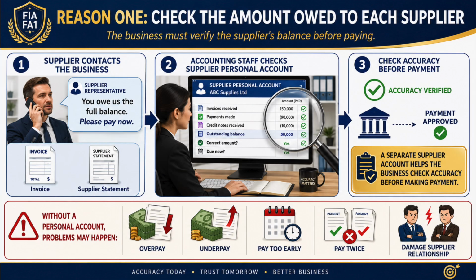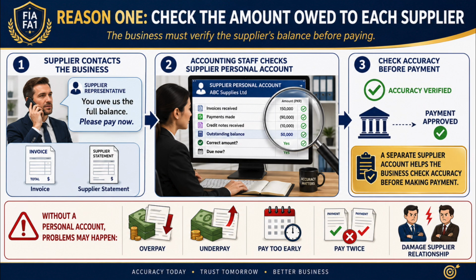Reason 1. To check the amount owed to each supplier. A supplier may contact the business and say, "You owe us the full balance. Please pay now." The business cannot simply accept this without checking. The accounting staff must be able to open that supplier's personal account and check what invoices were received, what payments were already made, what credit notes were received, what balance is still outstanding. Is the supplier asking for the correct amount? Is the balance due for payment now?